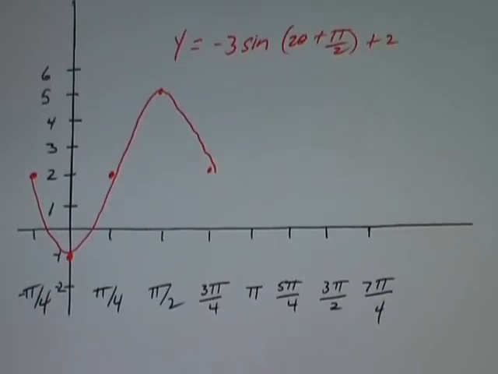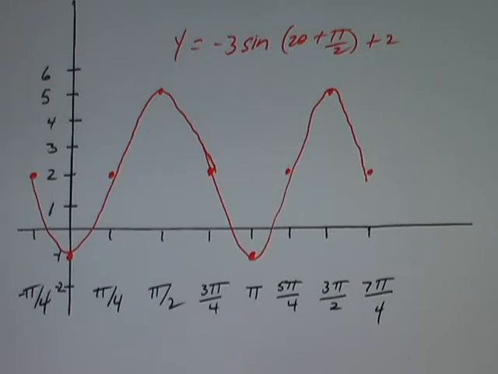Now I could graph another period and just follow the pattern. So this is where it ends. And so at pi, the function is going to be back down at -1. At 5/4 pi, the function would be back up at 2. At 3/2 pi, the function will be at 5. And at 7/4 pi, the function will be back at 2. So here I've graphed 2 periods of the function y is equal to -3 sine of 2 theta plus pi divided by 2, plus 2.